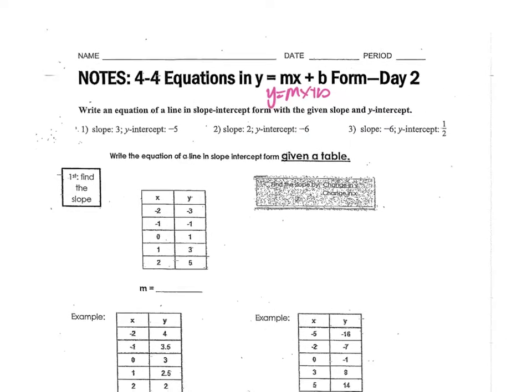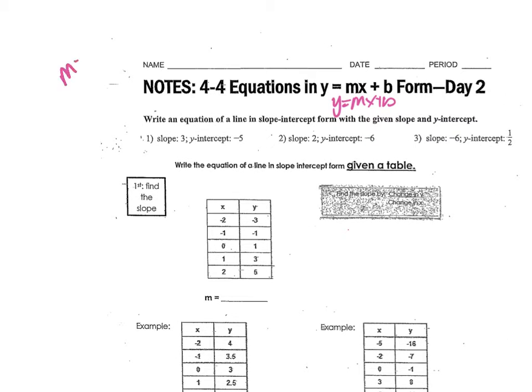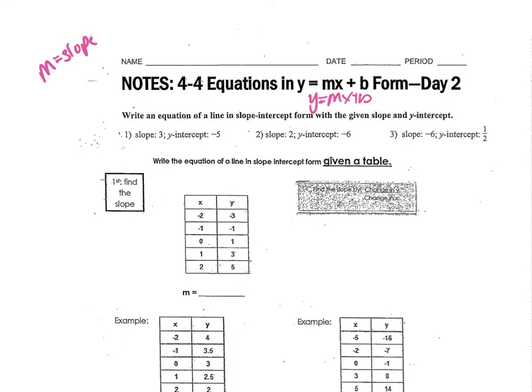Y equals mx plus b, where m equals the slope. And what's the b represent? The y-intercept.